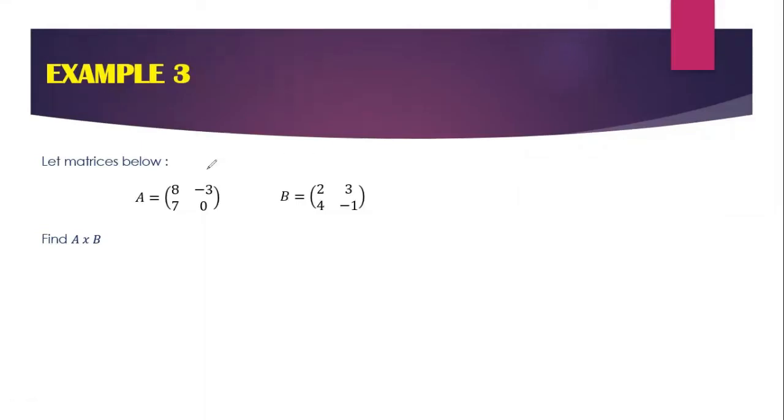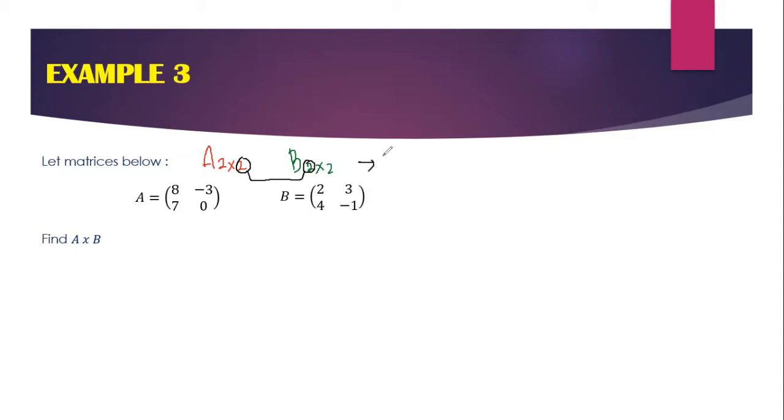Matrix A notation is 2 rows and 2 columns, right? So the notation is 2 × 2. And matrix B, 2 rows and 2 columns, 2 × 2. The number of columns of the first matrix must equal the number of rows of the second matrix. Good. Both matrices satisfy the requirements, so the matrices can be multiplied.